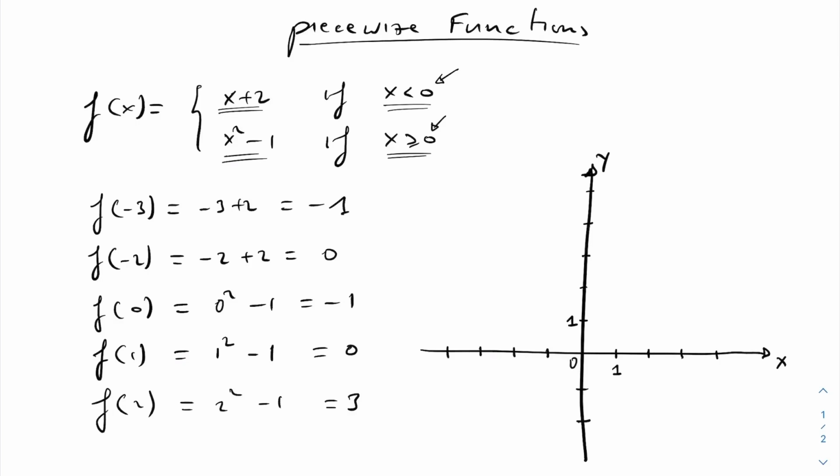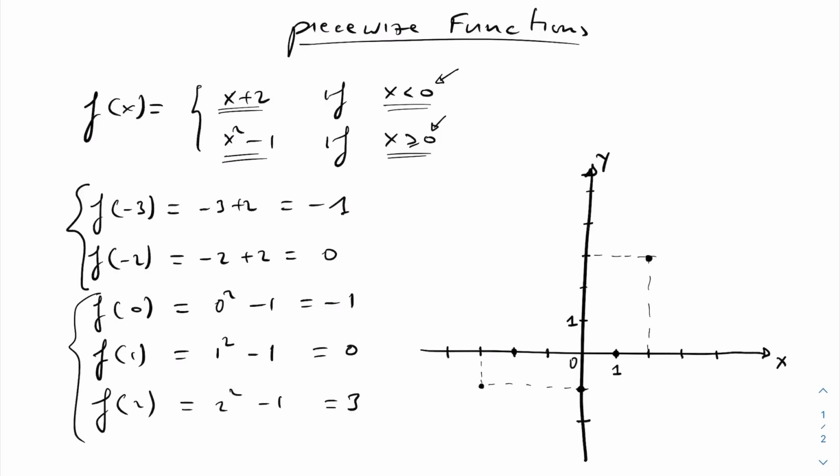Starting with the points representing my first piece here, I'm going to have the point (-3, -1) here. And I'm also going to have the point (-2, 0) right here. And then for my second piece, I'm going to have the point (0, -1) right here, and the point (1, 0). And finally, I'm going to have the point (2, 3) right here.